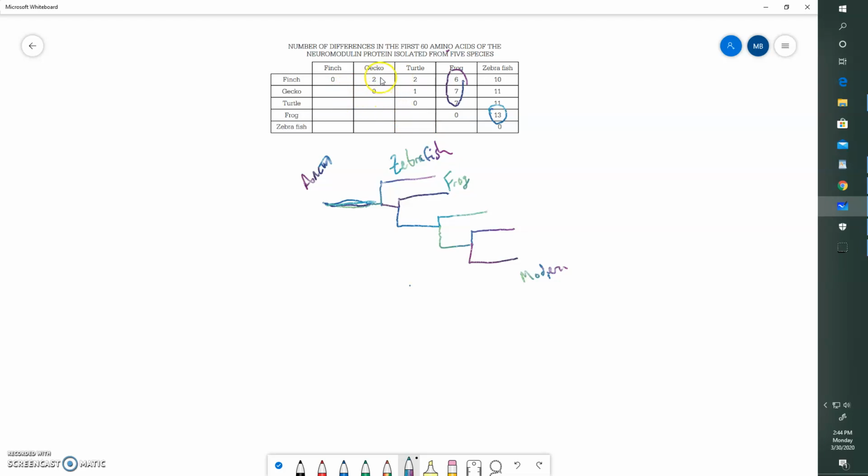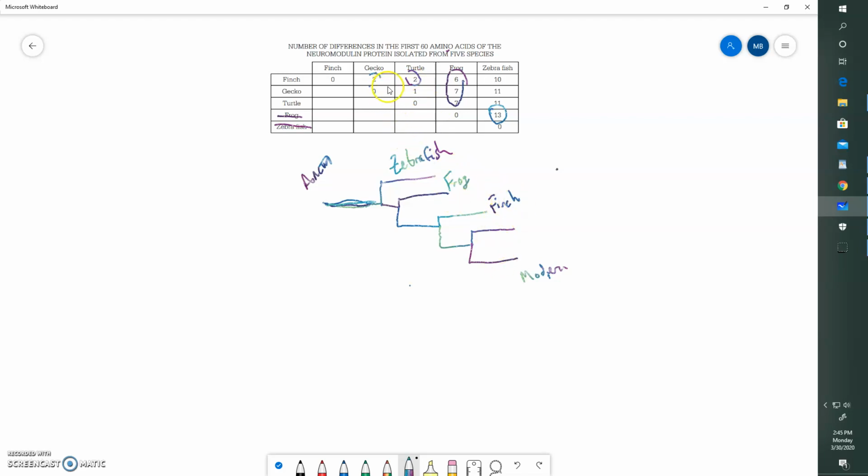We've got the gecko and the finch is at 2. The turtle and the finch is at 2. Actually, it's helpful if you cross things off as you go too. So I've got these 3 left, right? And I have the gecko and the turtle have a 1 difference, and the finch and the gecko and the turtle have a 2 difference. So again, the finch is higher by 1, so the finch would go here.